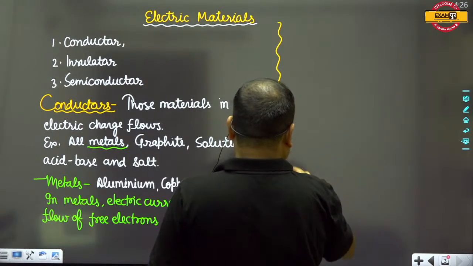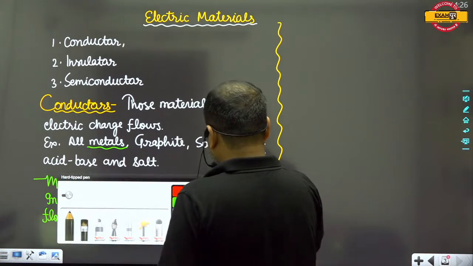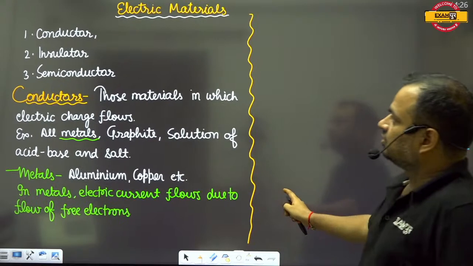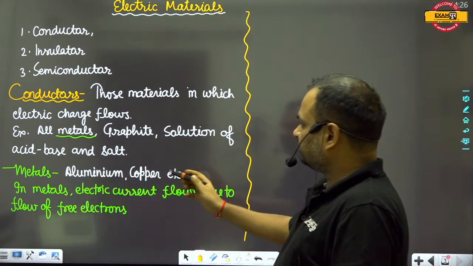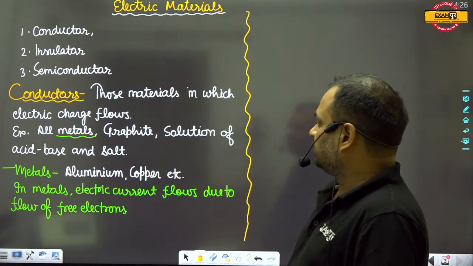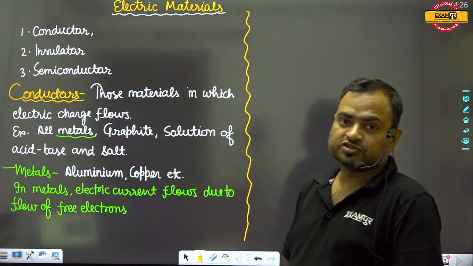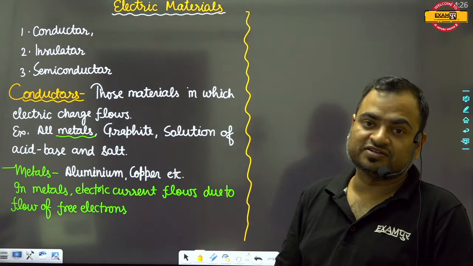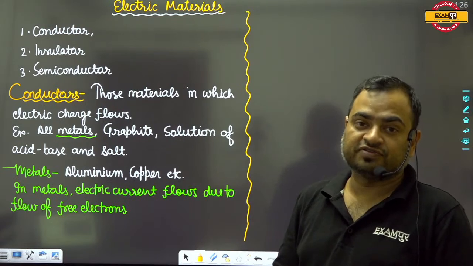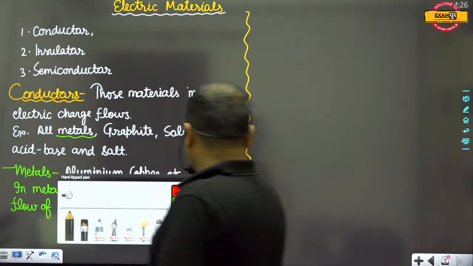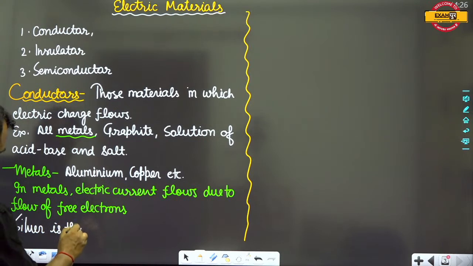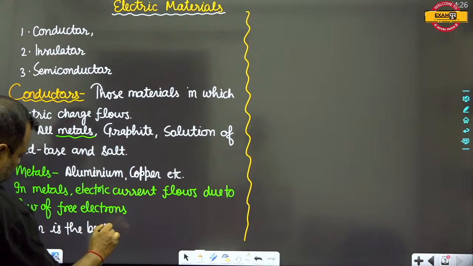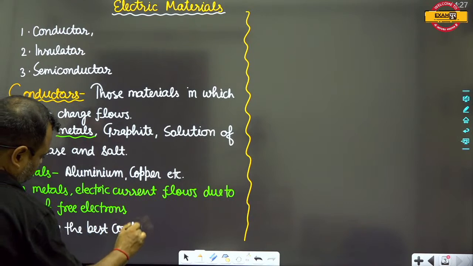Now we should write it here. We have completed the metals. We have told that metals are very good conductors of electricity, in which silver is the best conductor of electricity. So here we will write that silver is the best conductor of electricity.